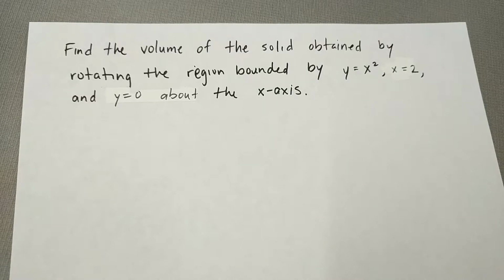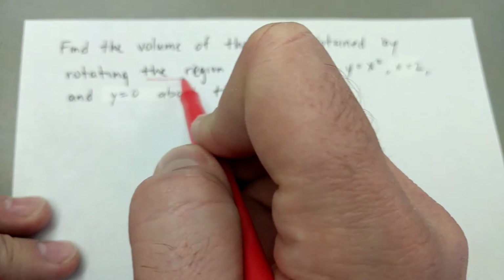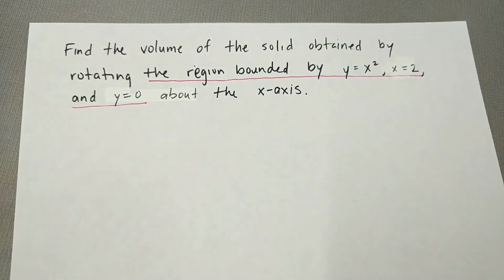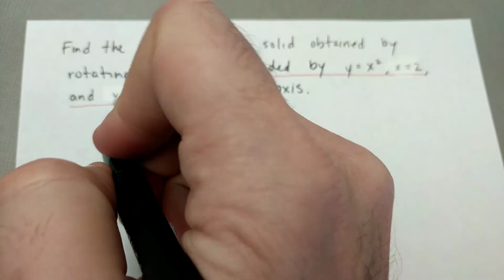All right, so let's start out with this problem here. It says we're going to find the volume of the solid obtained by rotating the region bounded by y equals x squared, x equals 2, and y equals 0 about the x-axis. The first thing we are going to do is focus in on this part. I'm going to start two-dimensional with this: the region bounded by y equals x squared, x equals 2, and y equals 0.